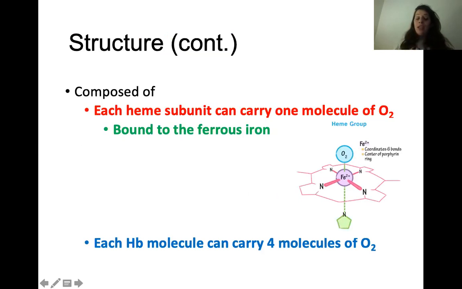So we said that each heme subunit can carry 1 molecule of oxygen and is bound to the ferrous iron. So we can here see the ferrous iron that is making 6 connections, 1 with the oxygen and 4 with nitrogens and 1 with another nitrogen below. So each hemoglobin molecule can carry 4 molecules of oxygen.